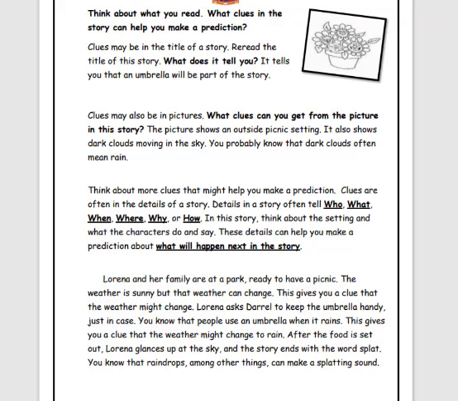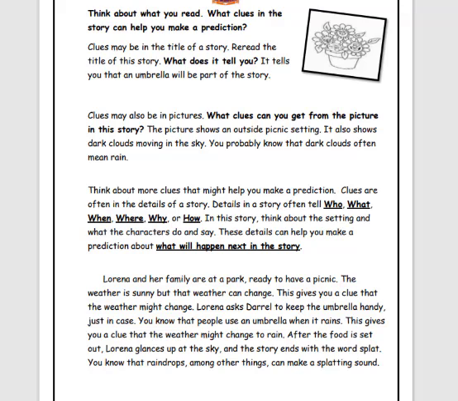Clues may also be in pictures. What clues can you get from the picture in the story? The picture shows an outside picnic setting. It also shows dark clouds moving in the sky. You probably know that dark clouds often mean rain. Think about more clues that might help you make a prediction.